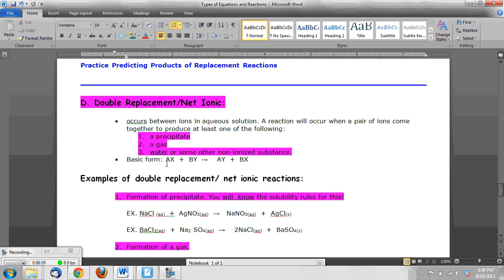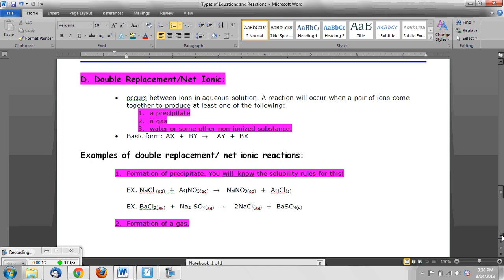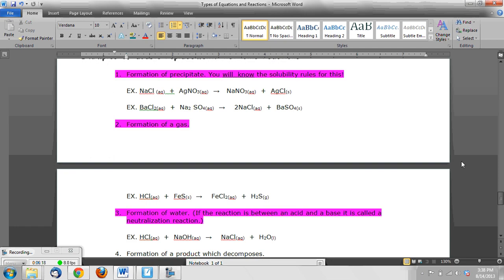So basic form is a couple plus a couple switch partners. So AX plus BY yields AY plus BX. So when we start to learn our solubility rules again, this will be important because it's going to indicate to you whether a precipitate forms or not. Here are two examples of that. The partners are switching places. They're making a precipitate, which we have labeled solid here. Again, aqueous, aqueous, those are two solutions, to make an aqueous. These are going to be spectator ions here, and the precipitate, which is actually involved in the reaction.